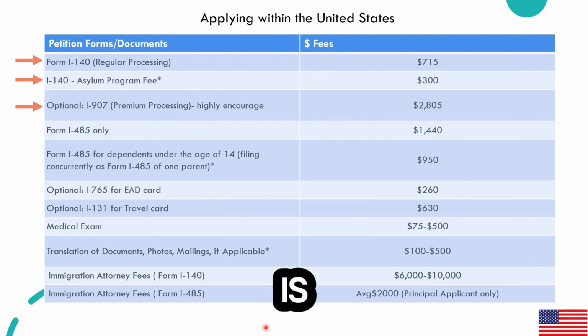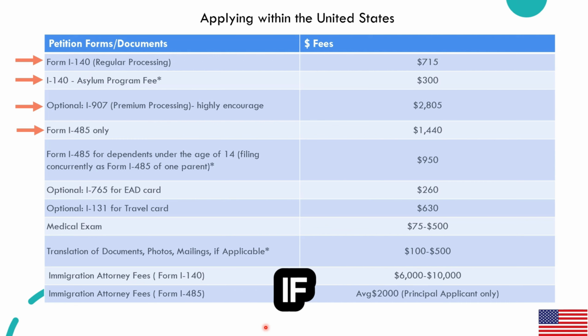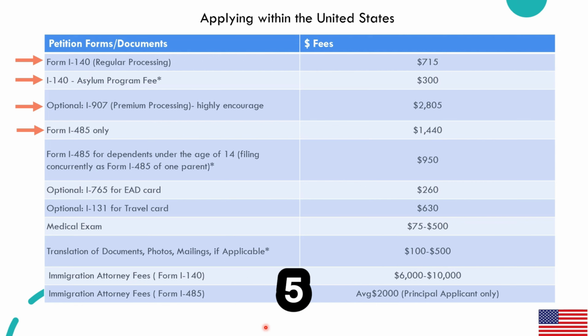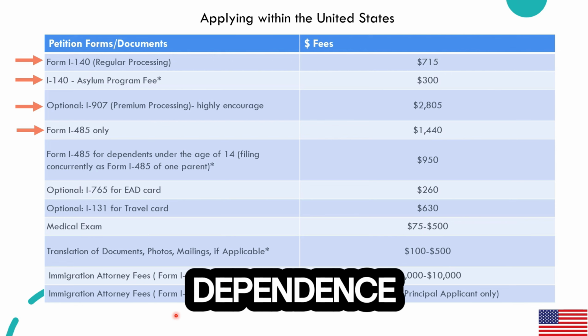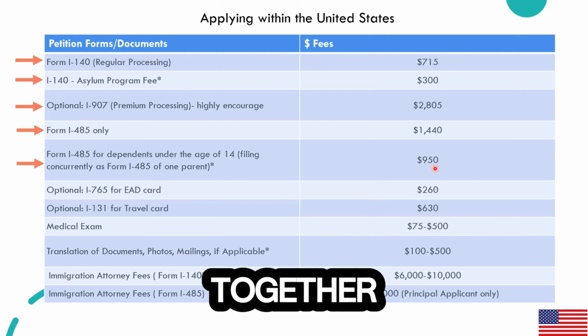Next is the form I-485. This form is the application to register permanent residence or adjust status. And this form is used if you're adjusting your status from within the United States. Meaning if you are going the consular processing route, you don't have to use form I-485. And the fee associated is $1,440. For dependents under the age of 14, filing concurrently with the parent, the fee for form I-485 is reduced to $950. And this helps families manage the cost of applying together.